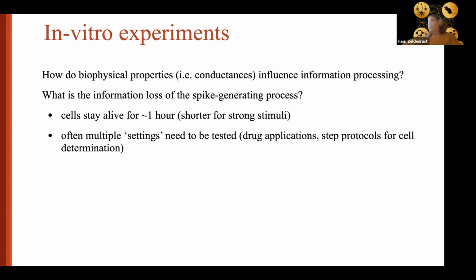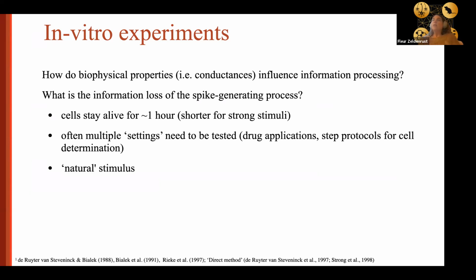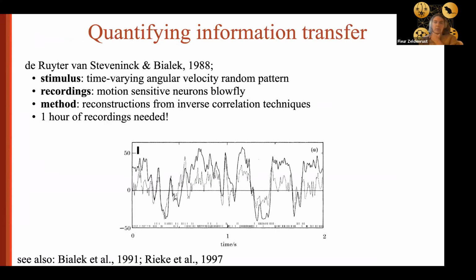And then you want to test multiple settings. Maybe you want to add dopamine or serotonin or whatever to your system, and then see how that influences information transfer. And you want to give the cell a stimulus that's kind of realistic, that looks a little bit like what it would normally see.